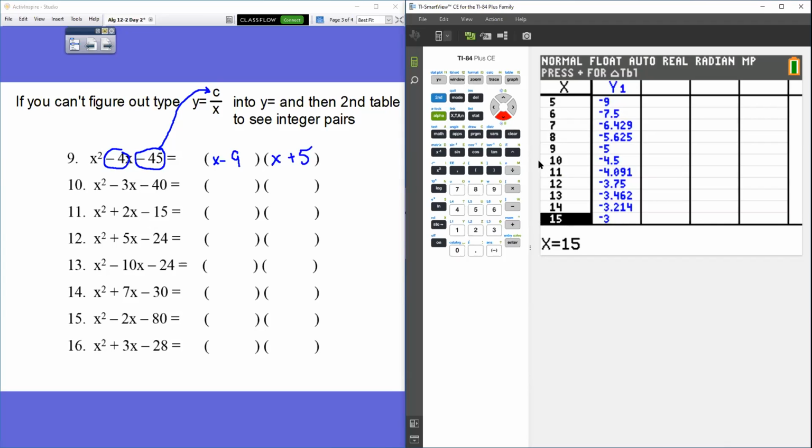So this is just a little trick that you can do if you can't figure out what times what equals a number. Then you can just look at those integers like 9 and negative 5, or 5 and negative 9, or 3 and negative 15, or 1 and negative 45. Look at those and see what they add up to. All right, so that's a little hack for you. So take a look at the next one. What times what is negative 40 that adds up to negative 3? Go ahead and try this one, please.